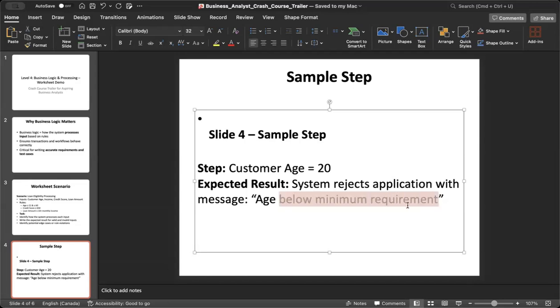So this is the edge case, your message if the age is less than 20 or less than 21. Okay, if the customer provides 20.